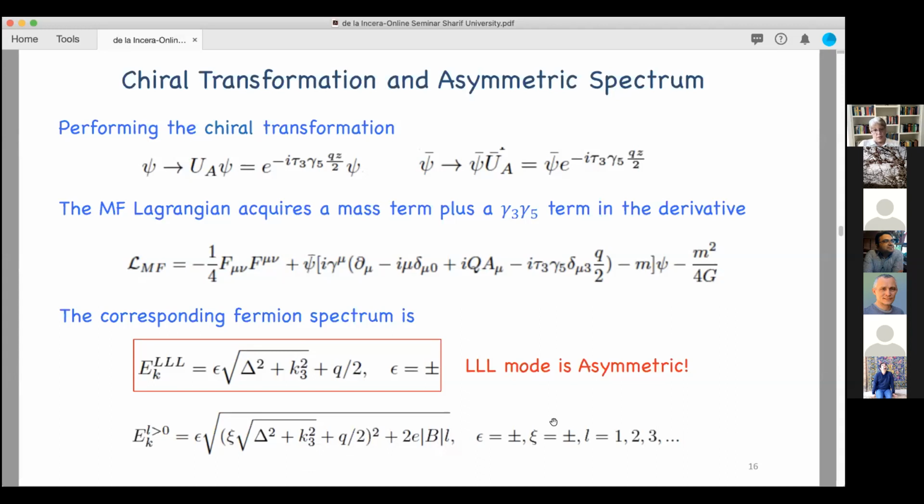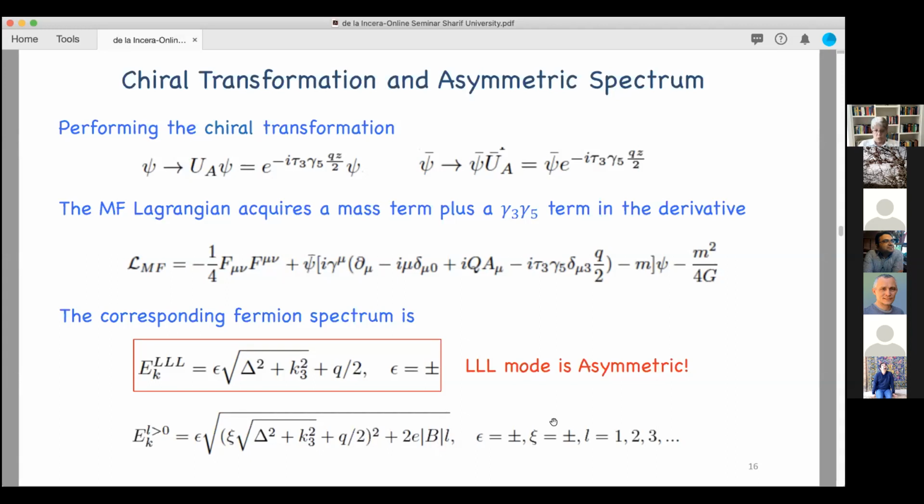First of all, the asymmetry of the spectrum is essential. I'm not aware of other examples with similar asymmetry in the higher Landau levels.